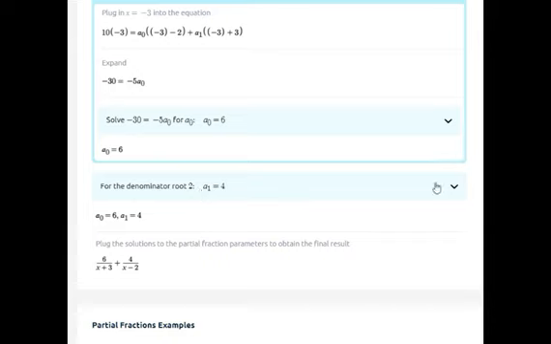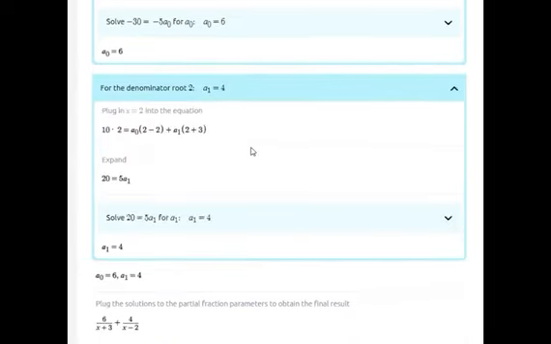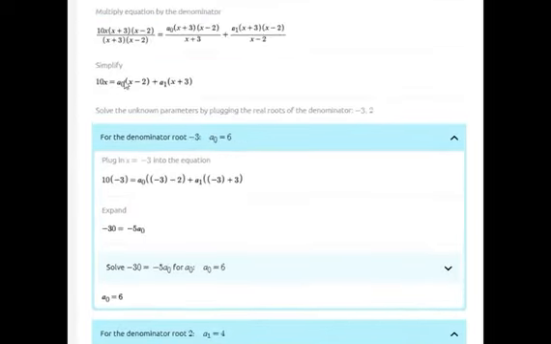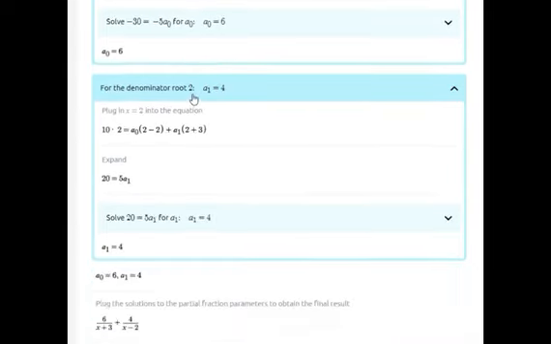Now we're going to go for the second one to get a1. So for a1, if you look at this one, in order to get a1, we have to turn this one into 0. We're going to turn this into 0 by substituting x equals 2. So this is what we do. We put x equals 2 into the equation. So 10 times 2, and this one will become 2.